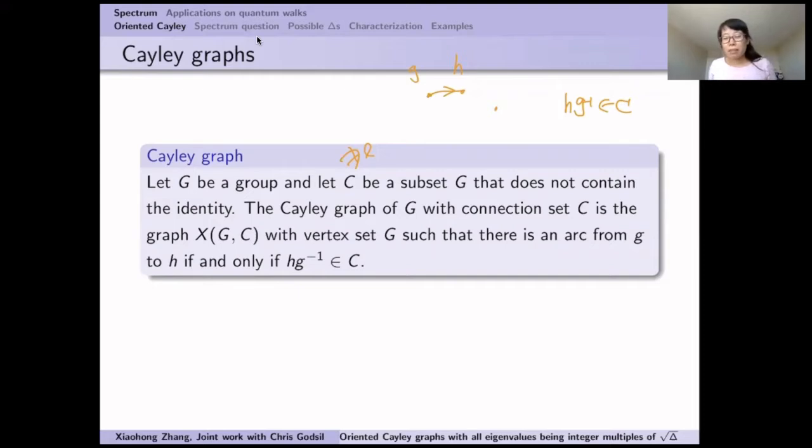In this talk, we will focus on abelian groups. So instead of using multiplication, we will have a summation. And this HG inverse will just correspond to H minus G. So G inverse corresponds to minus G.